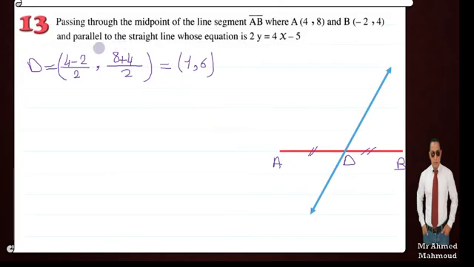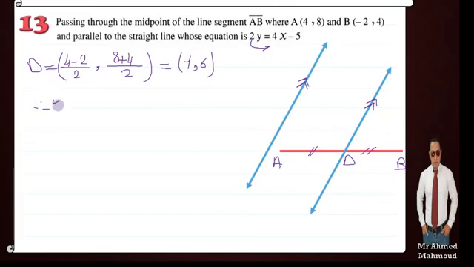Here the required line is parallel to another line, 2y equals 4x minus 5, like this. Here this is the given line. Okay, this is the required line, and this is the given line. Now I need to find m from here, but before finding m I will divide by 2 to reach the equation y equals mx plus c.